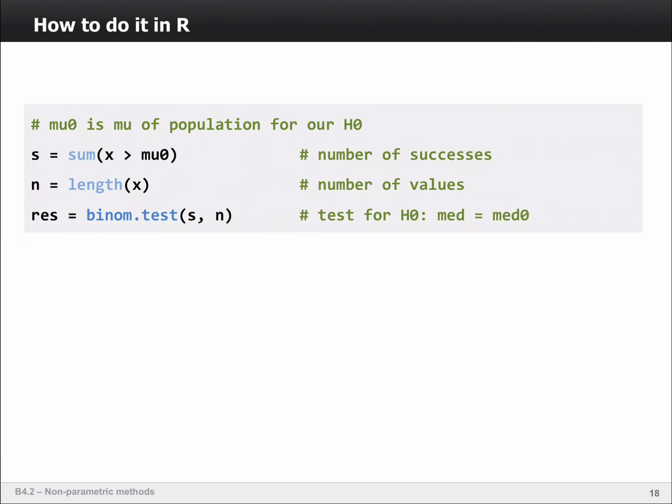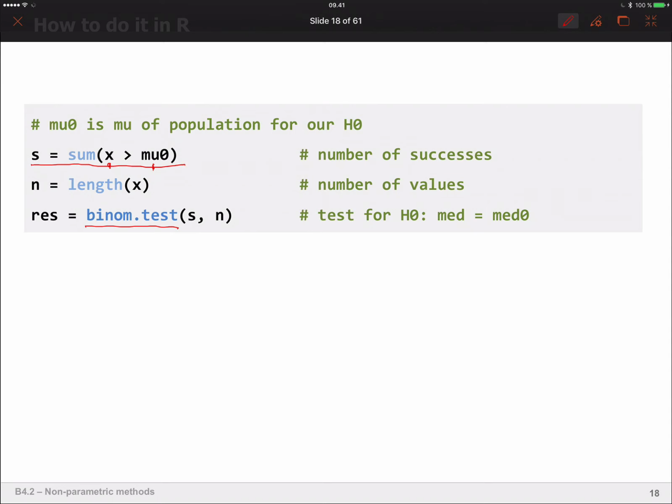And then if you want to do it in R, you need to use a function that is called binom.test, and it requires 2 arguments. How many successes you have. It's the smallest of minuses and pluses, right? So in this case, you can see how I calculate it. I just compare my values from x with a predefined median value. I use mu0, it's not quite correct. It should be median, of course, but it doesn't matter in this case.